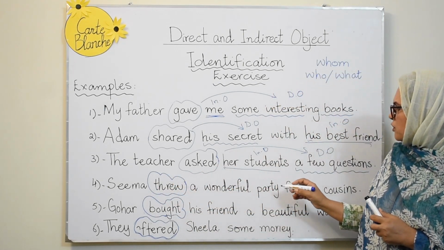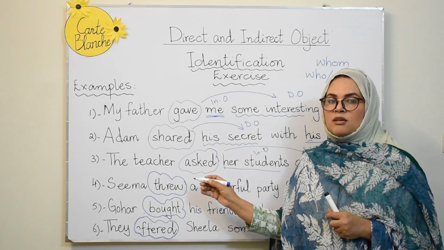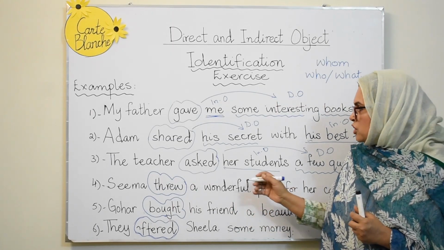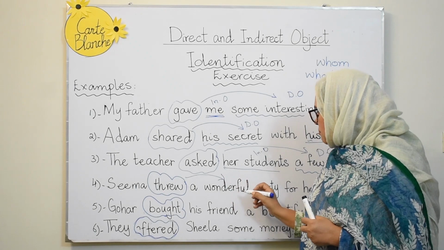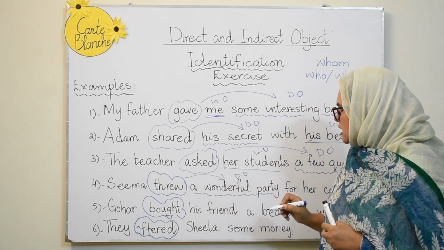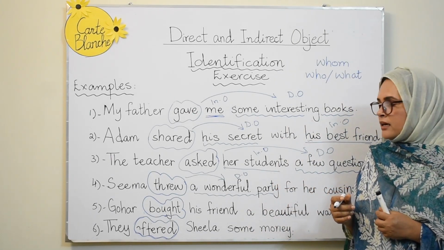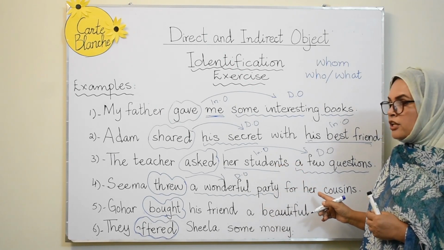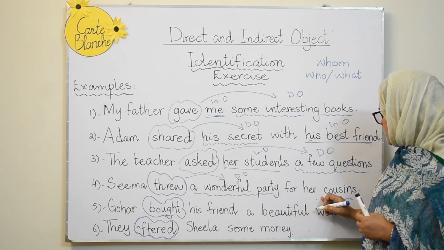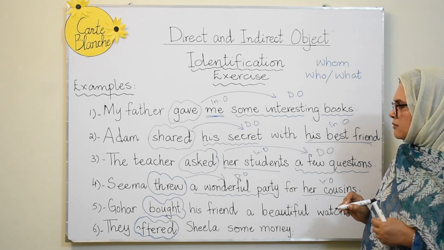Seema threw a wonderful party for her cousins. Now what did Seema throw? She threw a wonderful party. So she threw what? A wonderful party. So this is the direct object, whereas for whom did she throw a wonderful party? She threw a wonderful party for her cousins. So this is the indirect object.